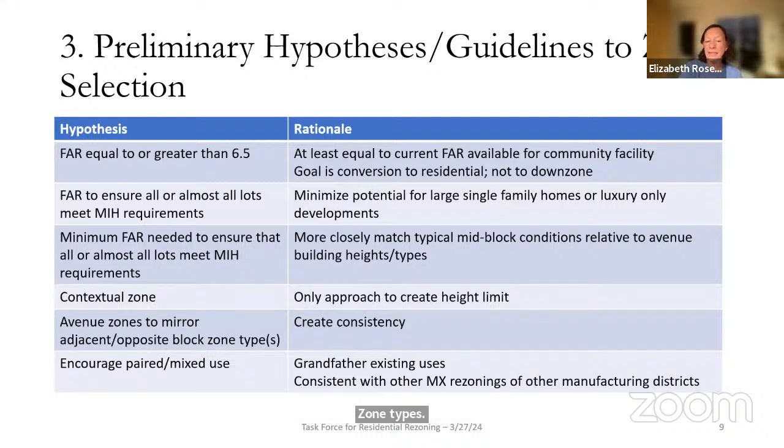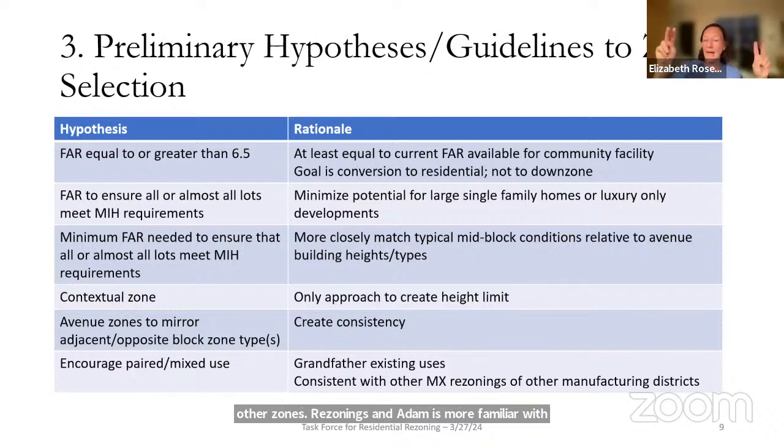And then finally, there are uses, there are things that are happening on these blocks that are valued and are good. It's not that we want to completely eliminate what's there. It's that we want any new development or any new construction to be residential rather than self-storage. And so there are ways to encourage a paired or mixed use in areas, to grandfather existing uses. And there have been many other rezonings, and Adam is more familiar with them, that have used sort of this MX designation in rezoning other manufacturing districts to provide for potential mixed use. So those are our hypotheses.